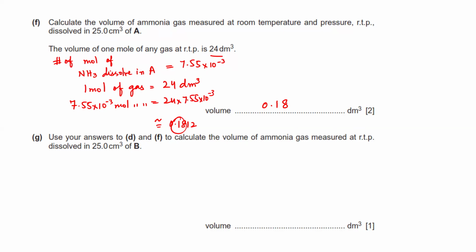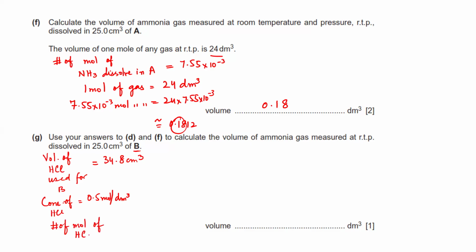First of all, now our solution has changed. So the volume of acid is different. The volume of HCl used for B comes out to be 34.8 centimeter cube. Remember, the concentration of HCl is 0.5 mole per dm cube. So the number of moles of HCl used is 0.5 divided by 1000, multiplied by 34.8 centimeter cube. Remember, this is mole per centimeter cube. So the number of moles comes out to be 0.0174 moles.